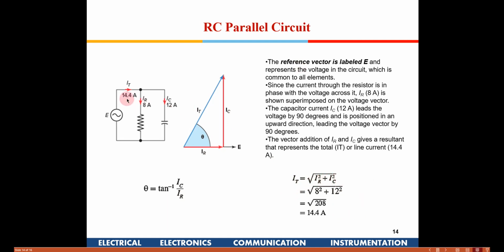One example has been given here. It says this is 8 and 12. Find the total current. So it will be the root of 8 squared plus 12 squared. So you get 14.4 out here.